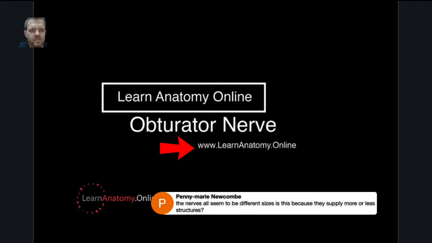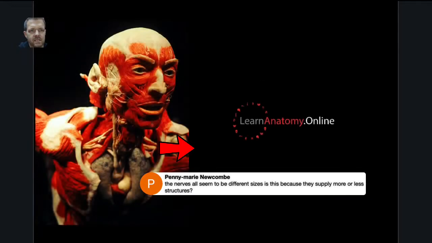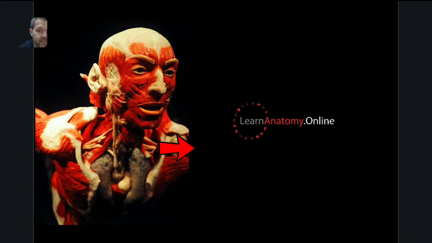That's a really good question. Yeah, so the nerves all seem to be different sizes. Let me just pause that there. Is this because they supply more or less structures? Yep, that's exactly it. So the bigger the muscle, the bigger the area that they cover, the bigger they're going to be, because they're going to need more neurons to do their job.